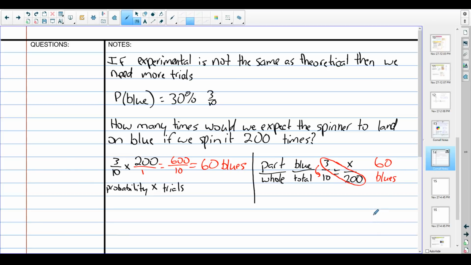How neat is that? So anytime you want to expand your trial, instead of actually doing it, which takes too much time, you can either multiply your base probability by how many trials you want to do, or you can write a proportion with your probability on one side and the number of trials on the bottom.